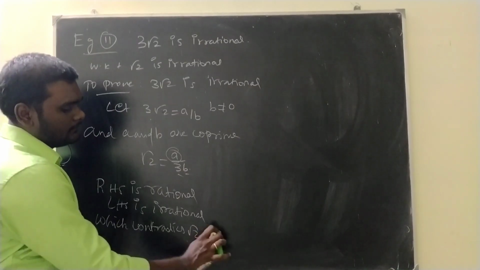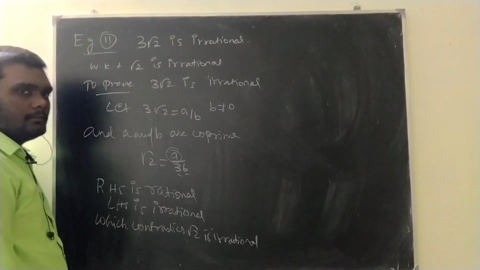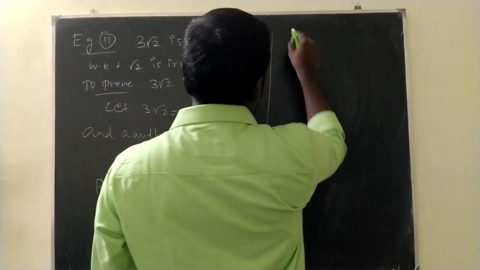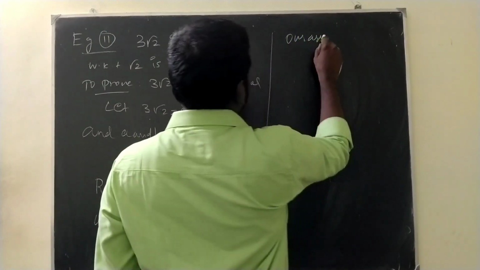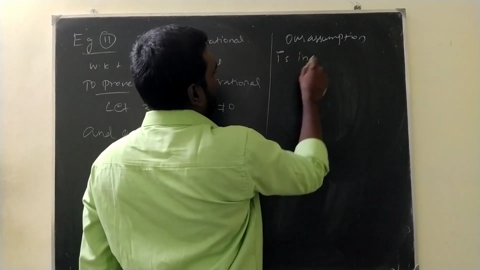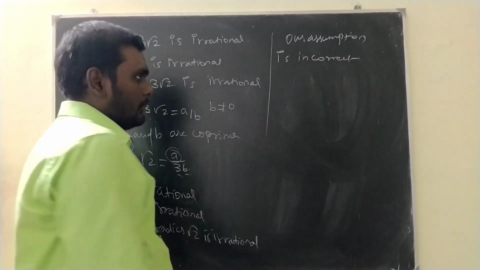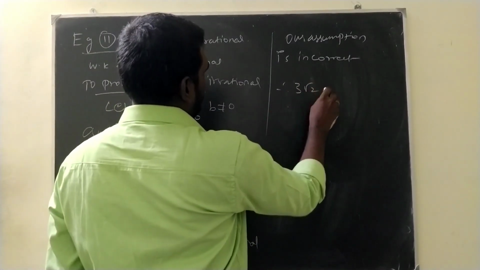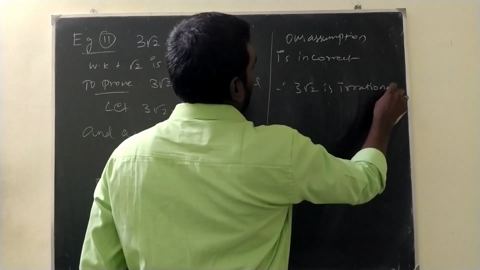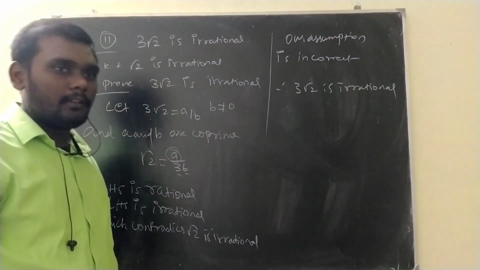Why did this happen? Because of our incorrect assumption. So our assumption is incorrect, or our assumption is wrong. So therefore 3 root 2 is irrational. That is it. Very tough, right?